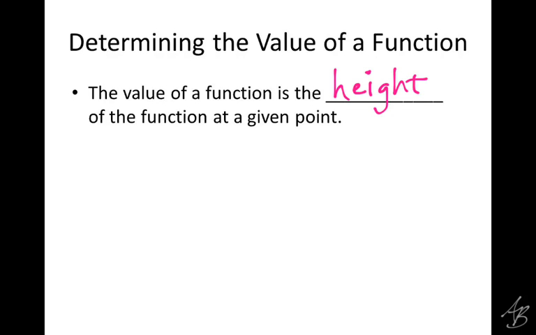So the value of a function is the height of a function at a given point. And when we say a given point, this is a given input. So that would be another way of saying it. So for a given input, we go to the x value and then figure out what the height of the function is at that point. So if you have to go up, the height is positive. If you have to go down, the height would actually be negative.